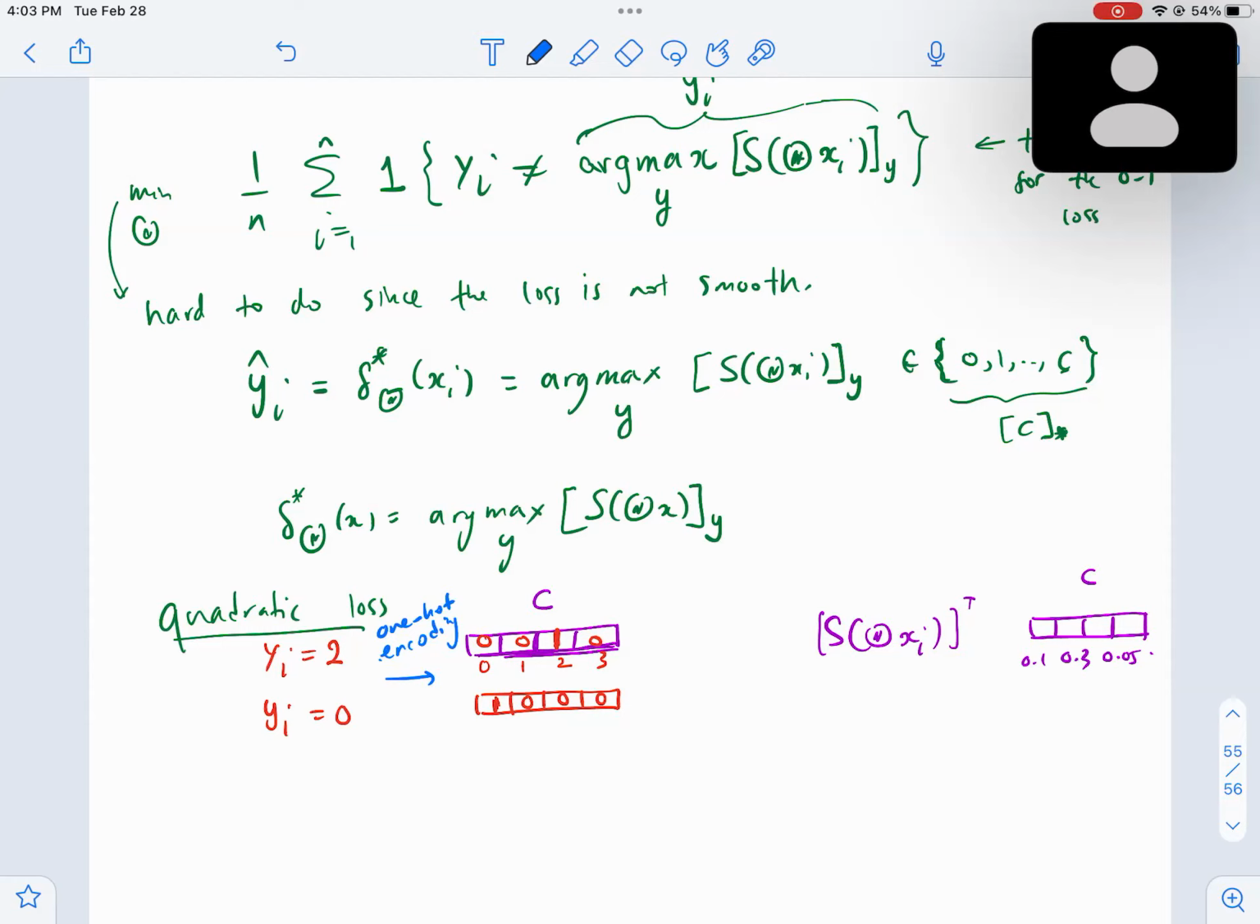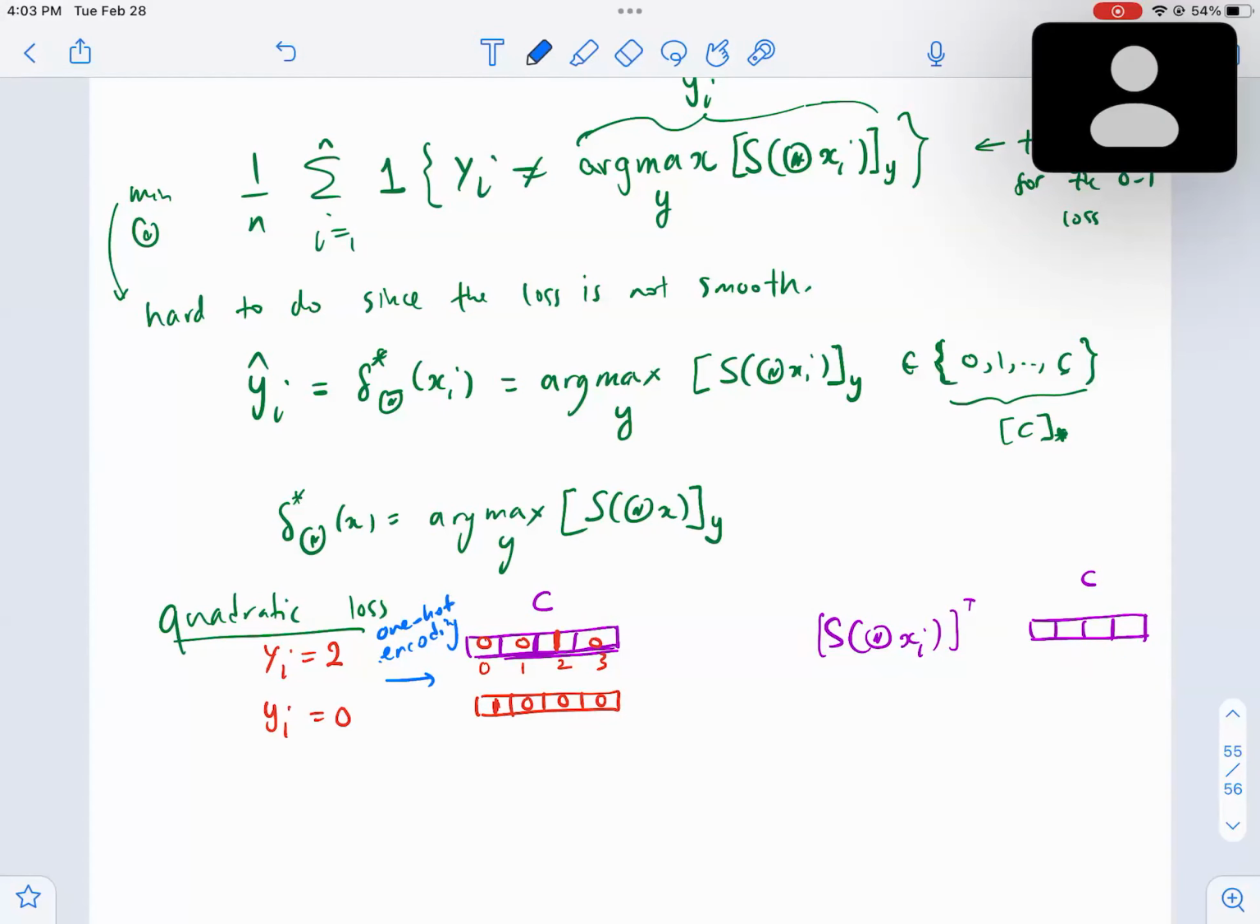Now I can compare this to this, because if, for example, I predict a class correctly, maybe this is class 2 and this is like 0.9. The rest are very small, 0.05, 0.05 here, and 0 here. So this is going to be very large, and the rest is going to be 0. So it makes sense to compare this directly to that.